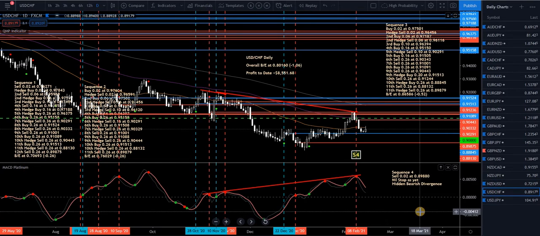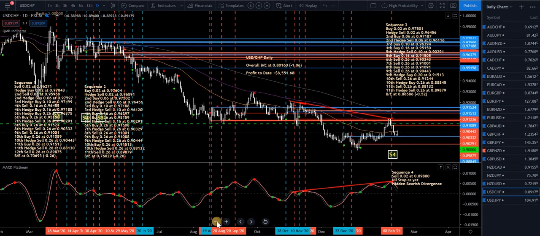USD Swiss franc. Now, this is one that is giving me a bit of grief. A lot of trades. We go backward. As you can see, there's a lot of writing on the chart here. Sequence 1, sequence 2, sequence 3. This is back in March, so nearly a year ago. Still got trades on.